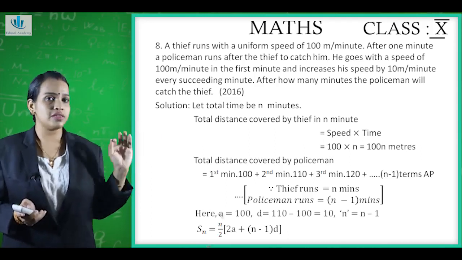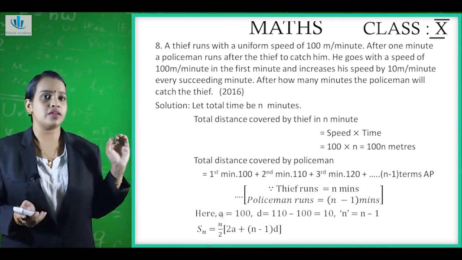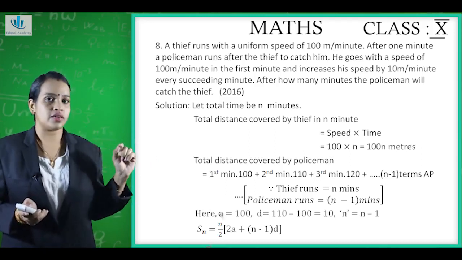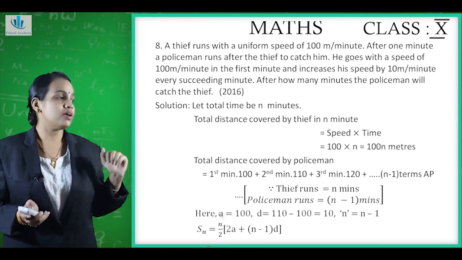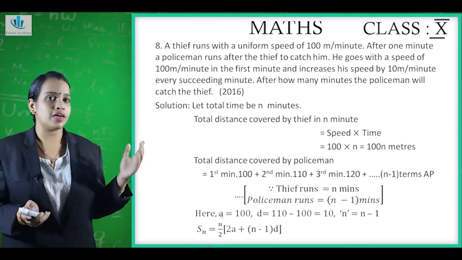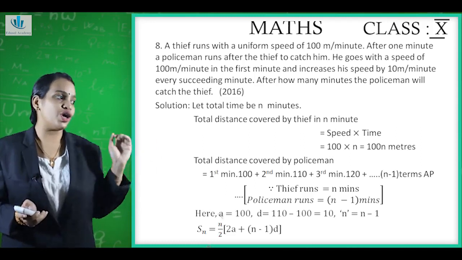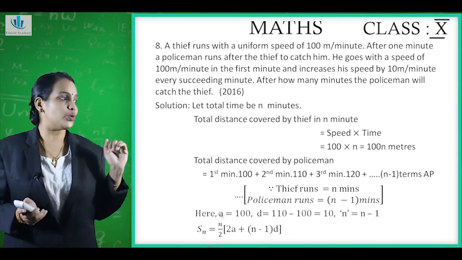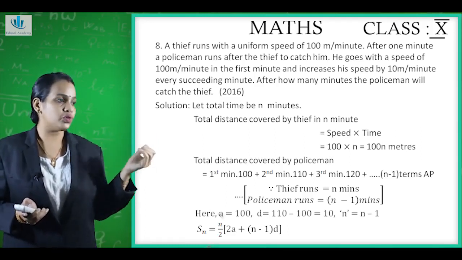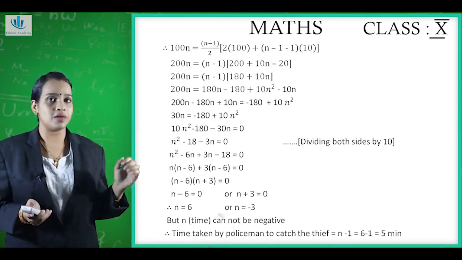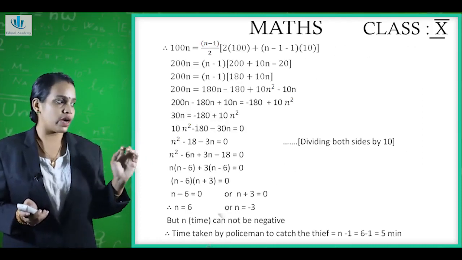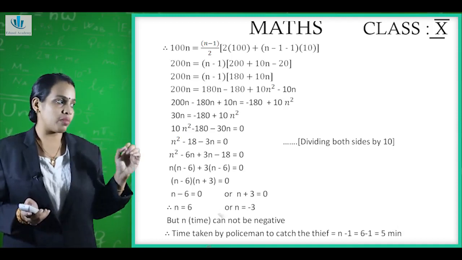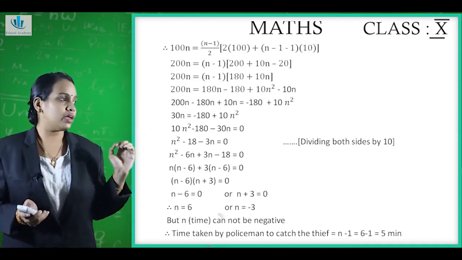Now here the thief runs for n minutes, and the policeman runs for n minus 1 minutes. Now here the AP will be, you know the first term, that is a, it is equal to 100. The common difference, that is 110 minus 100, it is equal to 10, and the number of terms is n minus 1. So the formula for the sum is Sn is equal to n upon 2 into 2a plus n minus 1 into d. Now put the values over here. So it becomes 100n is equal to n minus 1 upon 2 into a value it is 100 plus n minus 1 into the d it is 10.